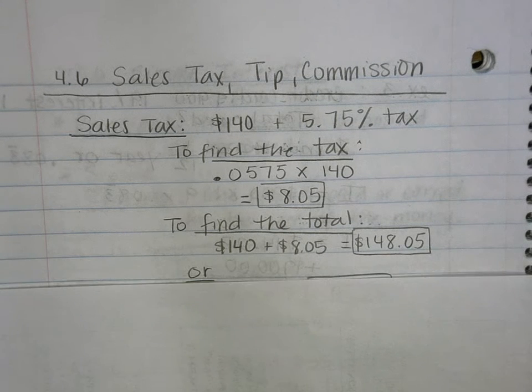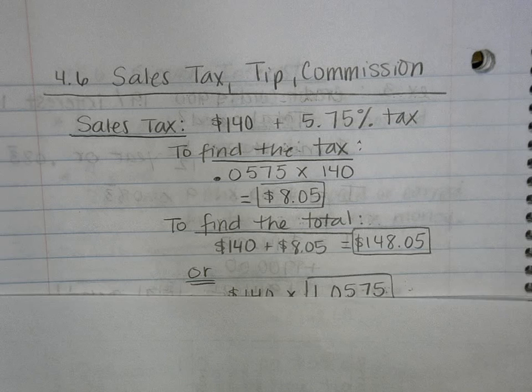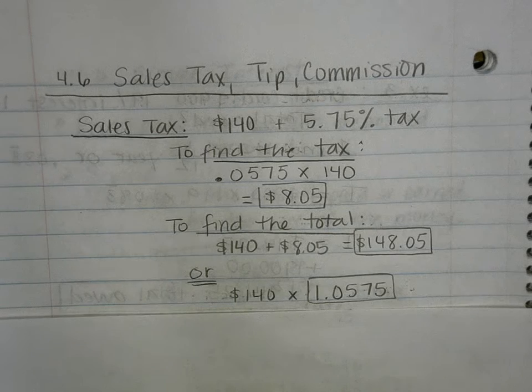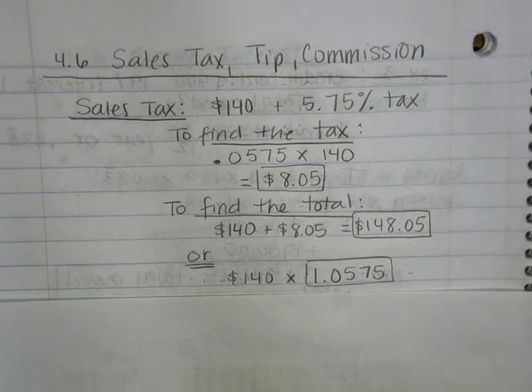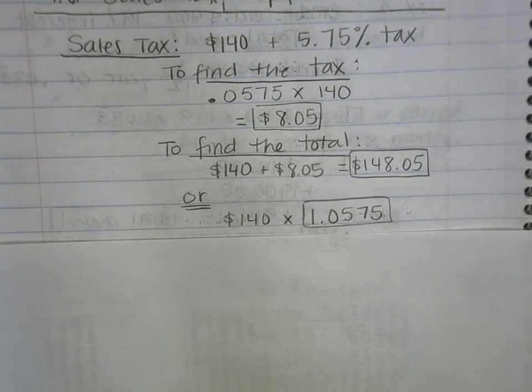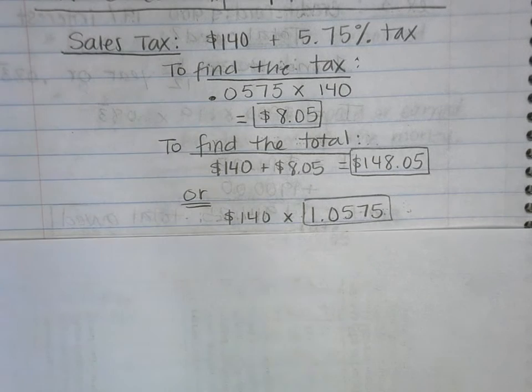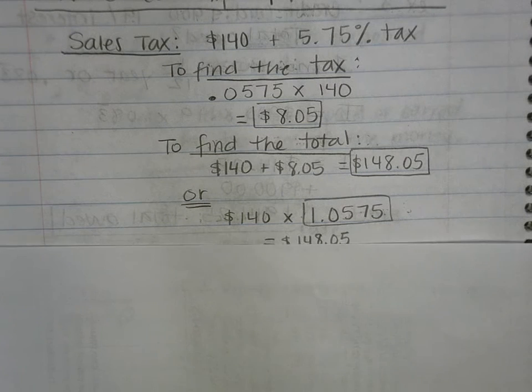So the shorter way, instead of multiplying and then adding, you could get the total right away by putting a 1 in front of the decimal. If a problem just asks you for the total, you don't need to find the tax separately. If you just put a 1.0, whatever your tax rate is, it will give it to you automatically in your calculator.